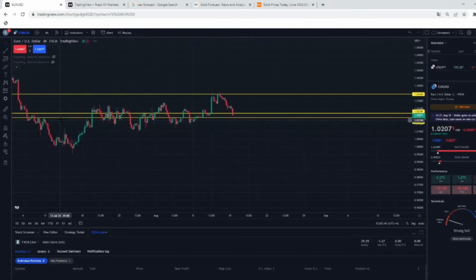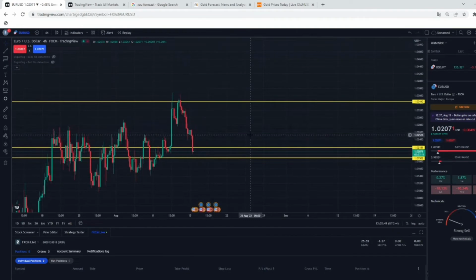Here the blue line is the 50-period moving average. Firstly, we need to analyze the moving average and identify the trend. Looking at the moving average, we can see that the price is above the moving average, and the moving average is also sloped upwards. Hence, we can conclude that the market is trending upwards. Now in an uptrend, we will only be looking for buy trades.